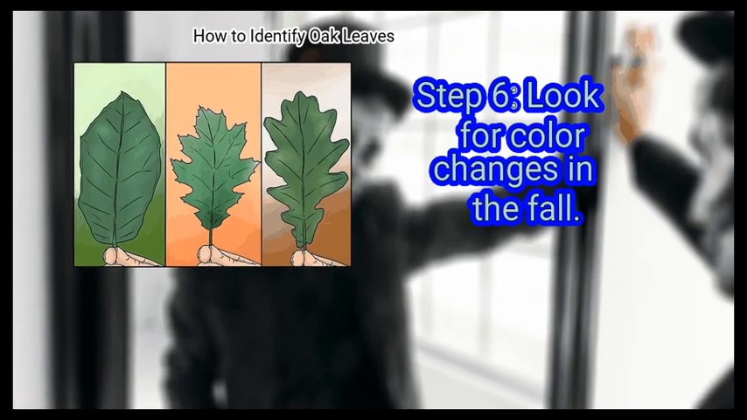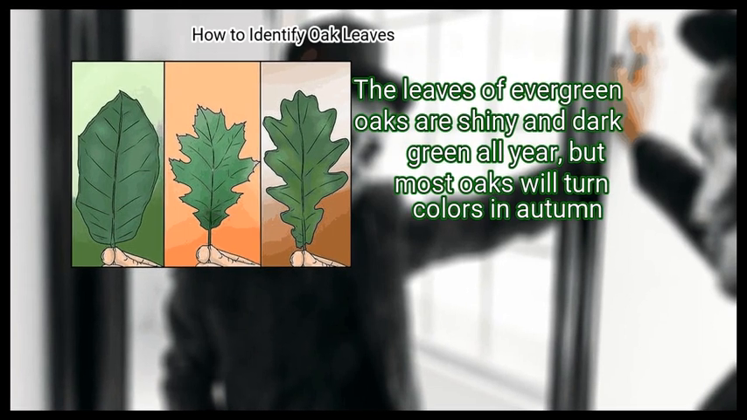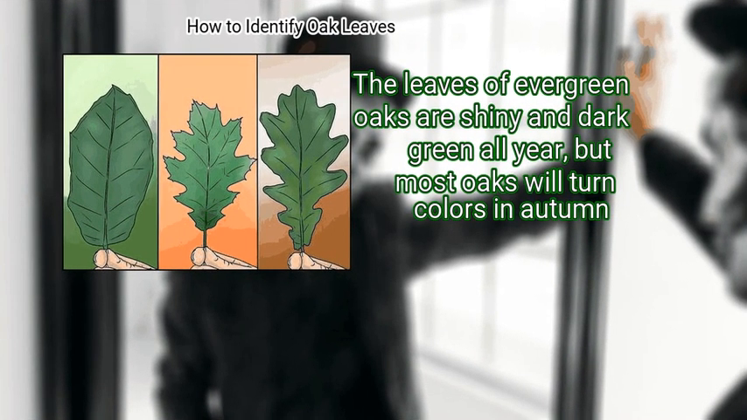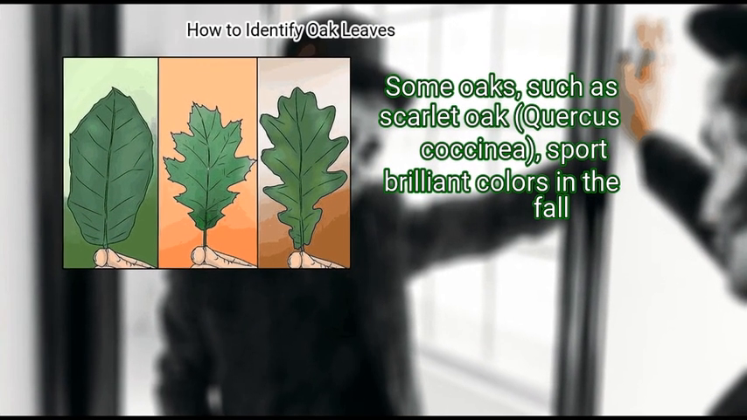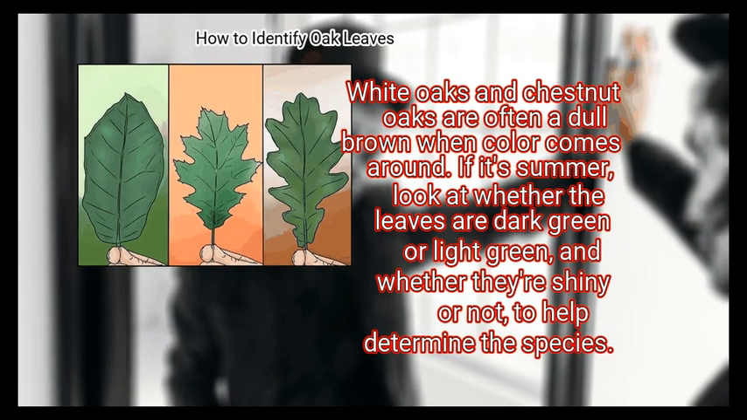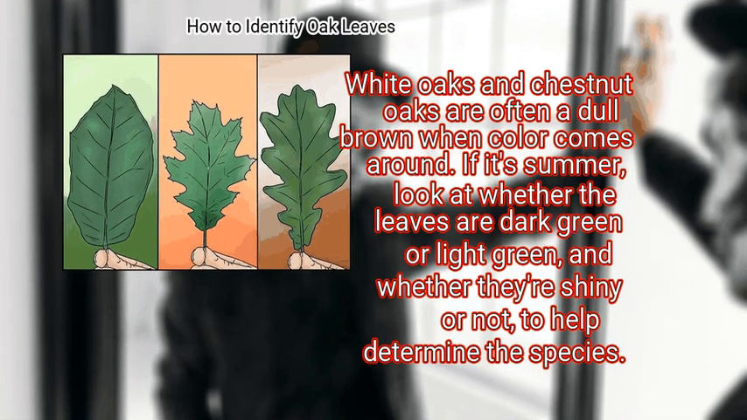Step 6. Look for color changes in the fall. The leaves of evergreen oaks are shiny and dark green all year, but most oaks will turn colors in autumn. Some oaks, such as scarlet oak, Quercus coccinea, sport brilliant colors in the fall. White oaks and chestnut oaks are often a dull brown when color comes around. If it's summer, look at whether the leaves are dark green or light green, and whether they're shiny or not, to help determine the species.